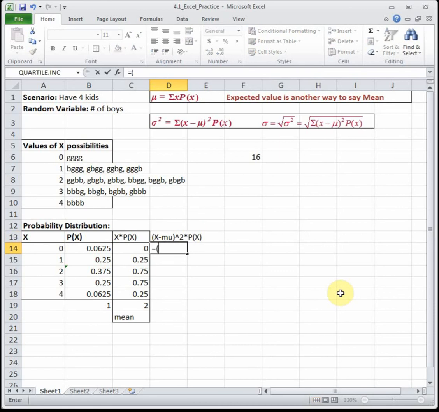So we're going to do equals parenthesis, then click on your x, minus, and I'm going to actually type in my value for mu. That's 2. That's the average of our distribution. We found that down here. So we've got x minus mu squared times, and then multiply it times your p of x. So we're just using the formula and using cell references to calculate that for each one. So x minus mu squared times p of x. Then drag it down. And then to actually find the variance, we sum that column. So 1 represents our variance.